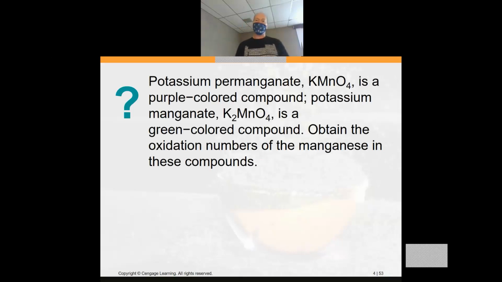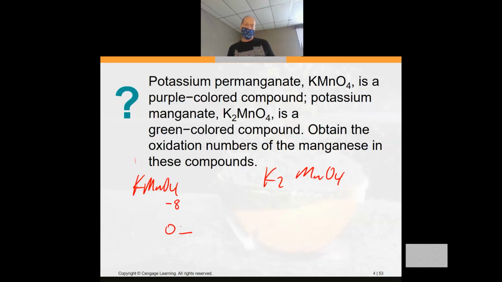All right, so if we're doing KMnO4, and then K2MnO4. All right, so the rules. Oxygen in compounds is -2 unless it is hydrogen peroxide or a peroxide where it's -1. All right, so in compounds, -2. So that's -8 because each oxygen is -2.